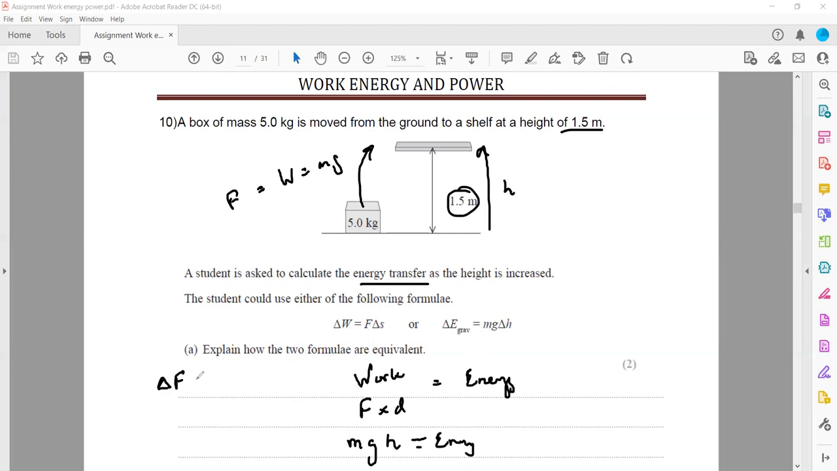So the work done is a product of force and distance. Force is equal to the weight of the object as we are lifting an object. It's not always the case that force is equal to weight, but this is always the case when we are lifting an object: force is equal to weight. And the distance which we move is the height, so h. So work done is equal to mgh, and that mgh is also equal to gravitational potential energy, or energy.